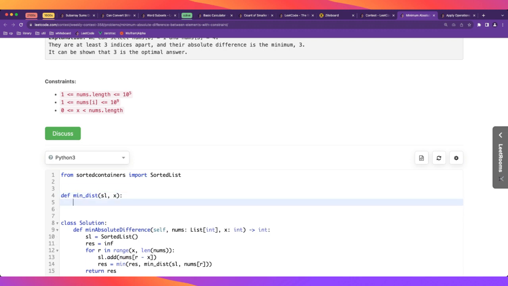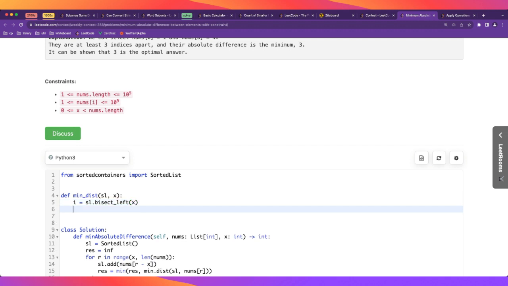So this data structure, this sorted list, has a bisect left method, which gives you the insertion point of the value x in the sorted list, the insertion point to keep the list sorted. Okay, this is the same idea as the bisect left function from the bisect module of the standard library.